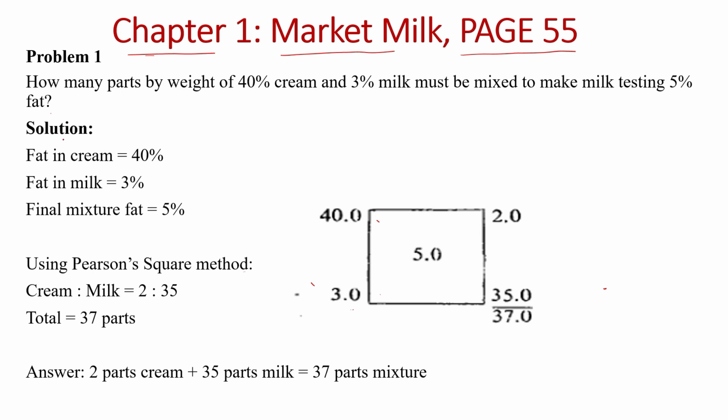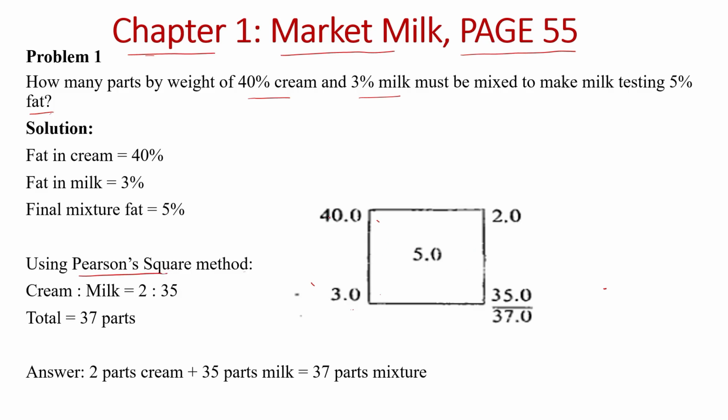So the first problem is: how many parts by weight of 40% cream and 3% milk must be mixed to make a milk testing 5% fat? This type of numericals are solved by using the Pearson square method. So in this we are making a square.